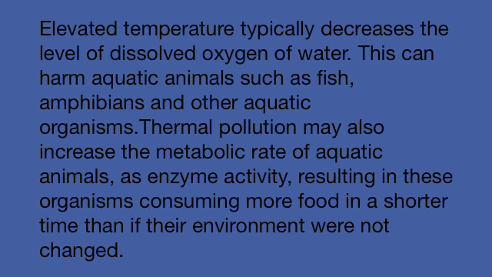Thermal pollution occurs when there is a man-made entity that is using water as a coolant and discharging this excess heat into the environment. Elevated temperature in bodies of water decreases the level of dissolved oxygen in water. This can harm aquatic animals such as fish, amphibians, and other aquatic organisms. Thermal pollution may also increase the metabolic rate of aquatic animals as enzyme activity increases, resulting in these organisms consuming more food in a shorter amount of time.